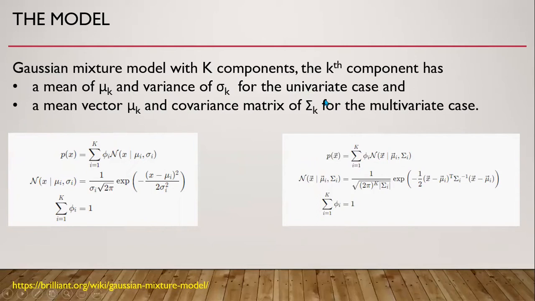Similarly, for a multivariate case, we have a mean vector mu k and a covariance matrix sigma k. So this is a univariate case with sigma, and this is a multivariate case with covariance matrix capital sigma. This I have taken from this source. This is a very useful source, very illustrative.